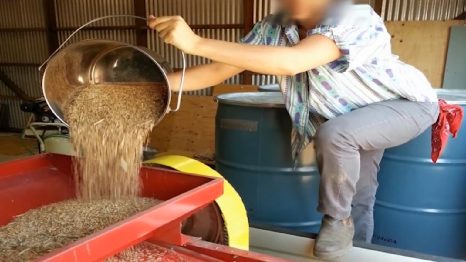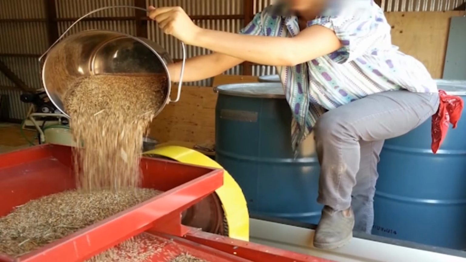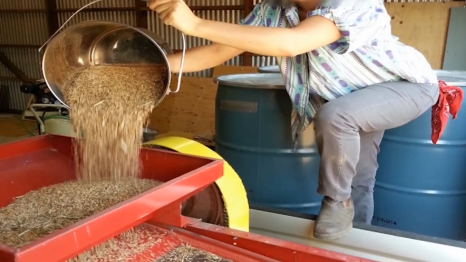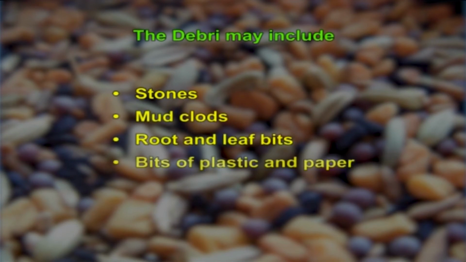On the day the seed lot is taken for processing, they are first subjected to pre-cleaners and conditioners. The pre-cleaners remove all the debris that comes along with the seed from the field. The debris may include stones, mud clods, roots, leaf bits, bits of plastic and paper, and empty glumes. The pre-cleaners use a pair of rubber-lined rollers to break the clods and a jet of air to blow away lightweight material like leaf and dust.